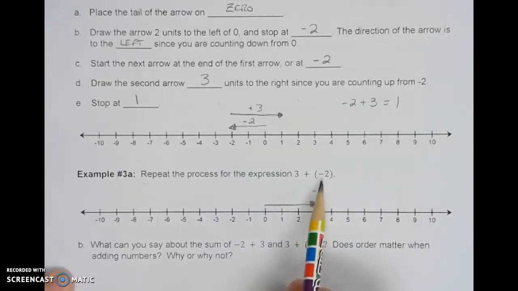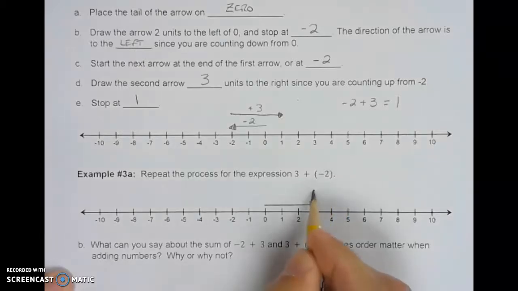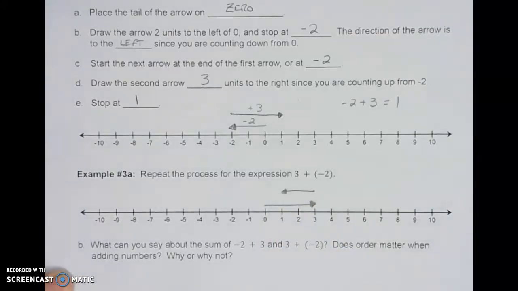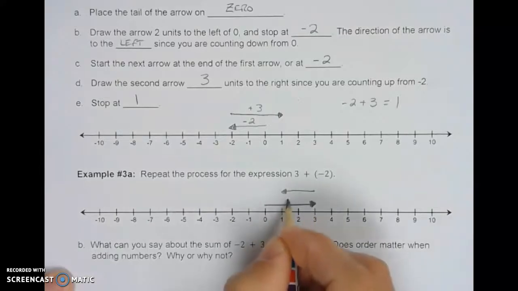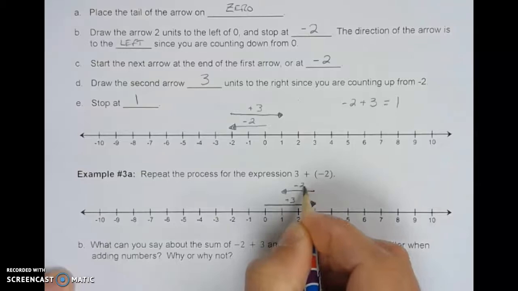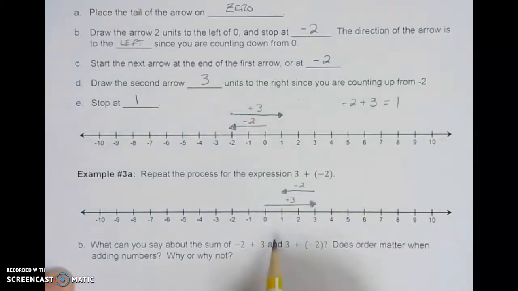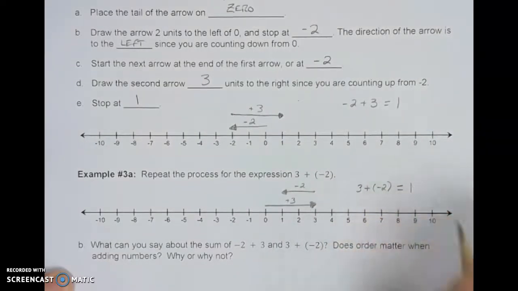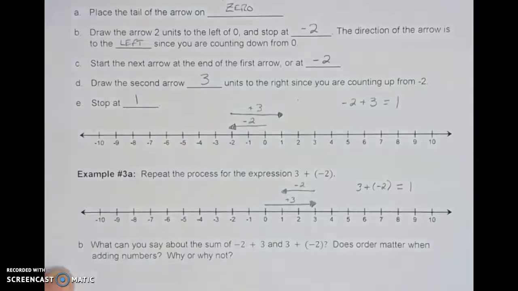And since I'm adding -2, that means I have to go to the left 2 units. So I'm going to go to the left 2 units, 1, 2. And there we have it. Okay, so again, my first arrow was a +3. My second arrow was a -2. And I can see based off of where this arrow ends that 3 plus -2 is equal to 1.